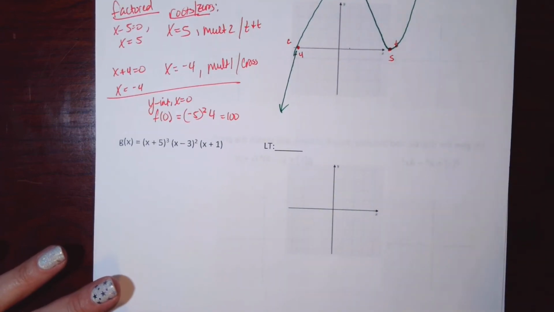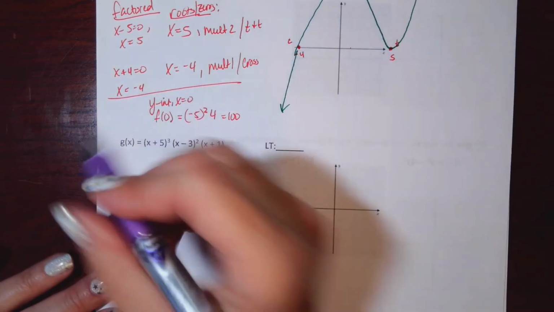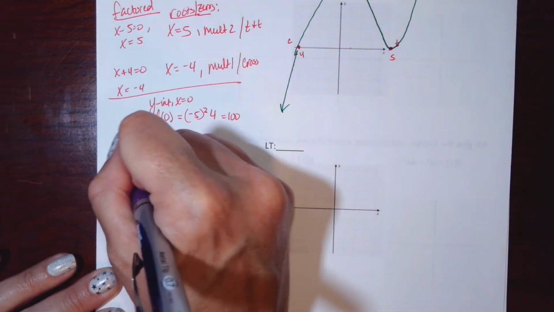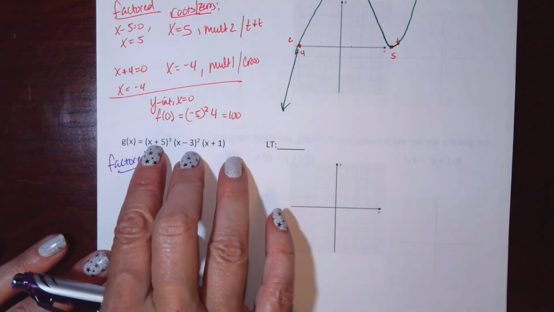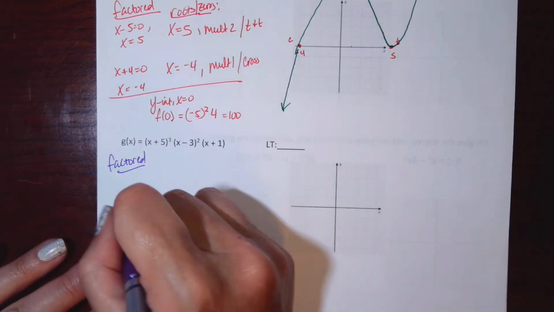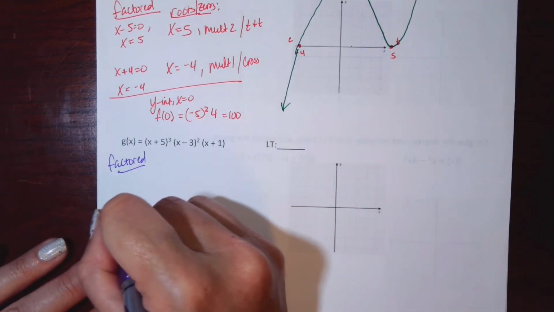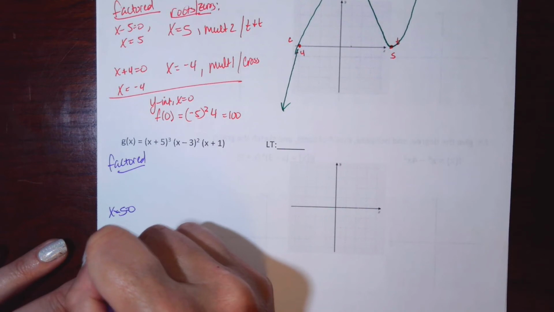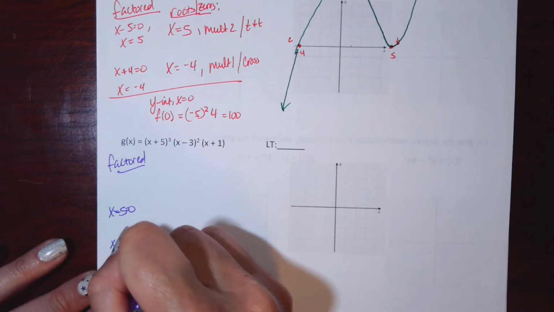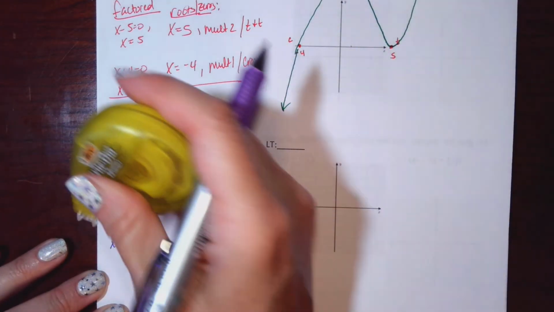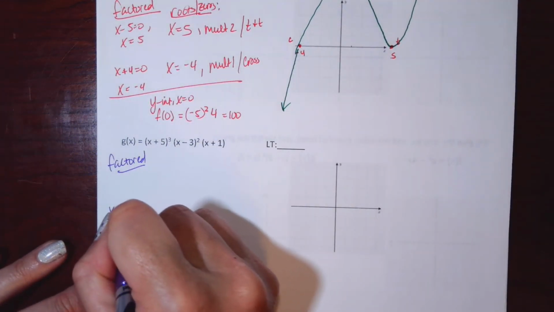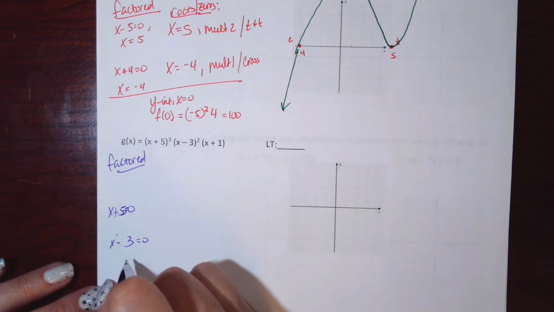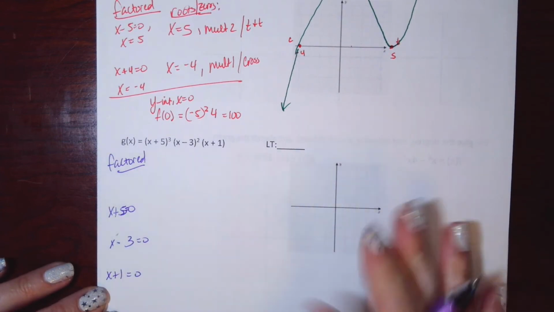All right, let's look at the next one. This one is factored, so I cannot just look at it and see the leading term. I have to think about what would happen if I multiplied it all back together. I've got 3 separate factors, so when I set those factors equal to 0, it's going to give me 3 separate roots. And I can't talk and write at the same time today. Okay, let's try this again. So x plus 5 equals 0, x minus 3 equals 0, and x plus 1 equals 0. That's going to give me my roots.